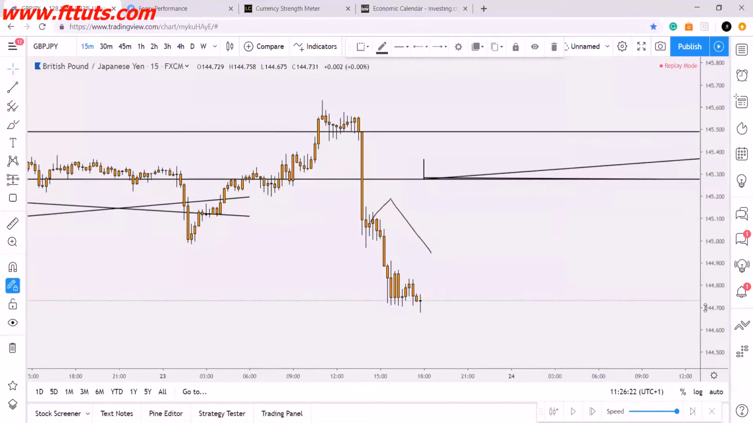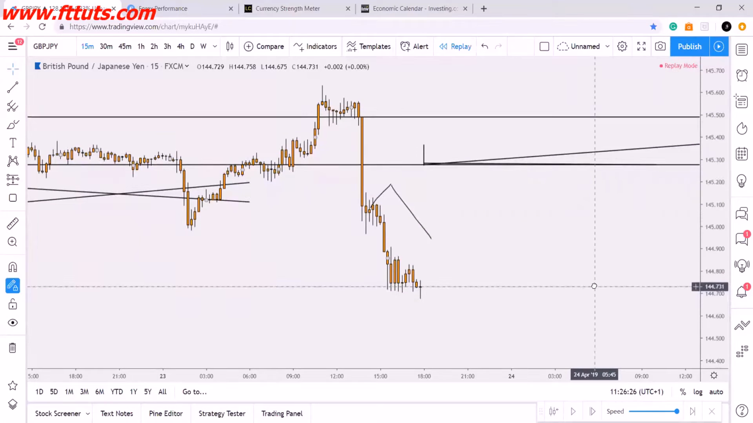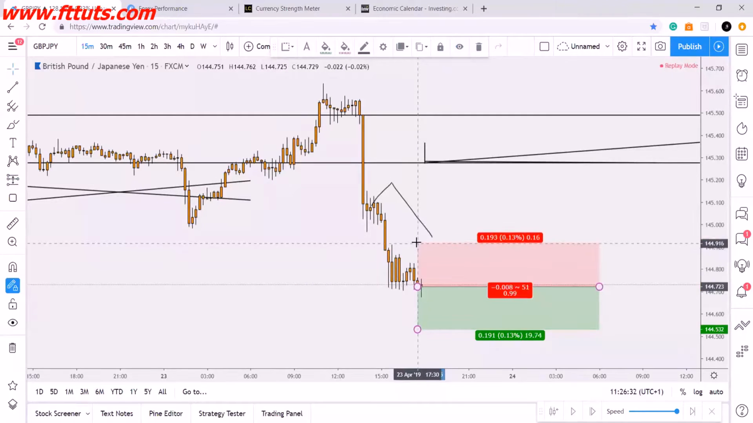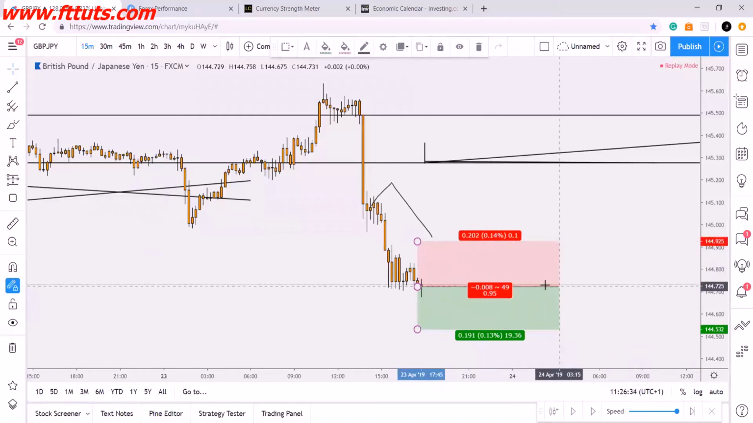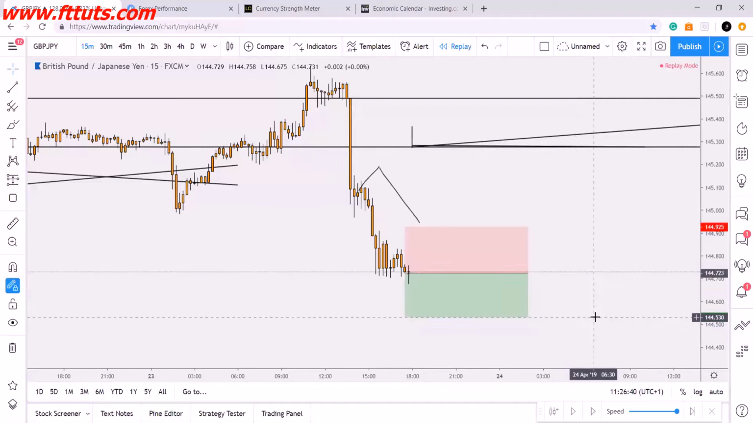To be honest with you, I feel I can take this trade. I feel comfortable to take this trade. Again, stop loss is a tiny bit too big on this. I don't know how to explain this to you.